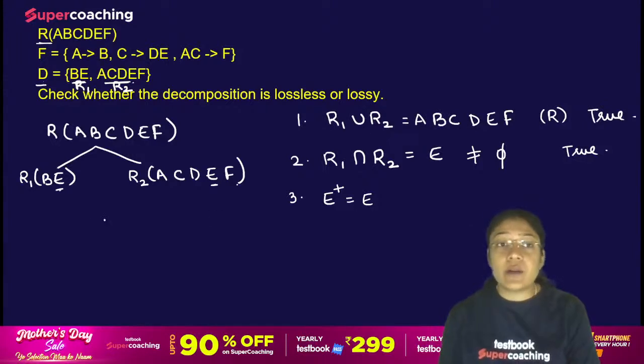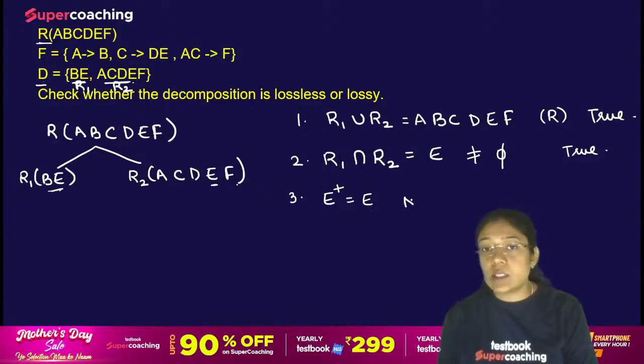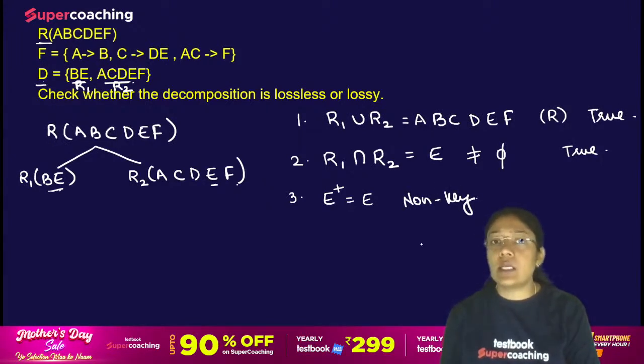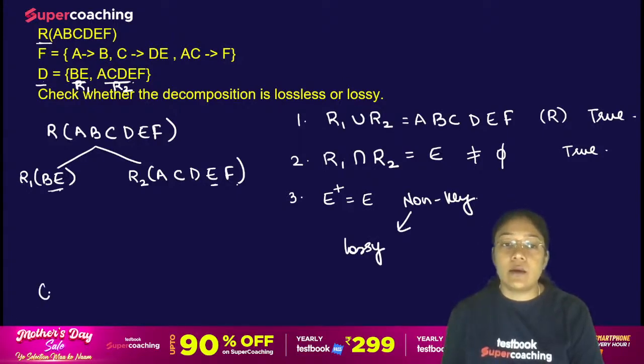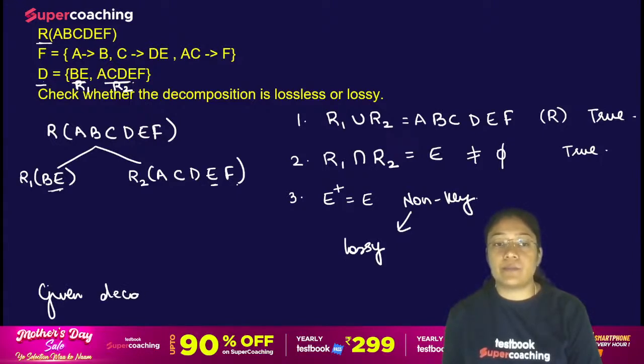Is E covering all the attributes of R1? R1 में B, E आ रहे हैं, but closure में हमारे पास सिर्फ E आया है. R2 में तो बहुत सारे attributes हैं, so this is non-key. This is not a key attribute. If it is a non-key, that means it is lossy. So we can say that the given decomposition is lossy.